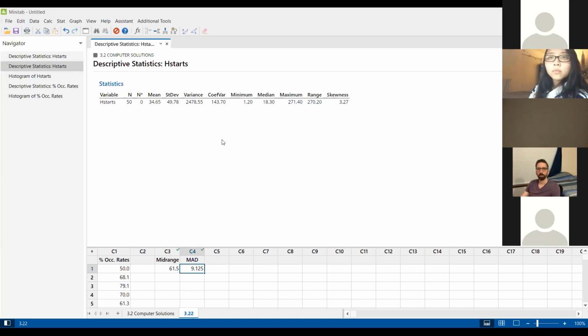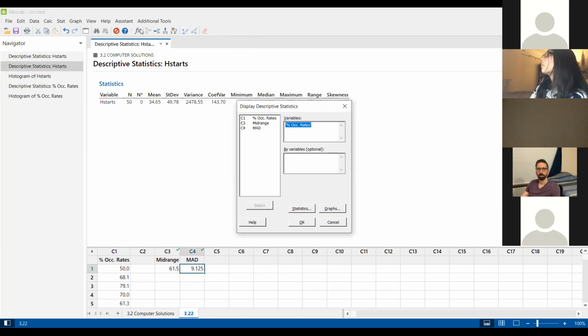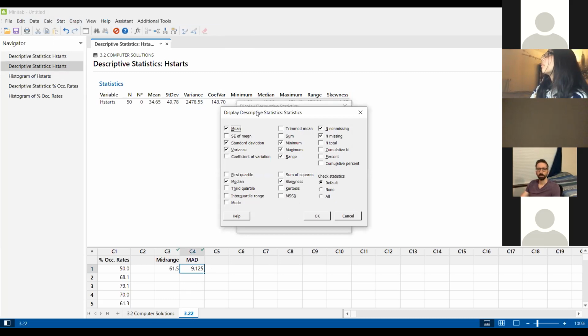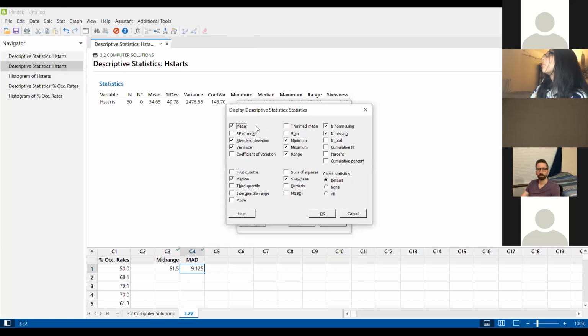And what did I do here? I did my basic statistics and displayed, right? Again, occupancy rates, and then I picked everything I felt like I wanted. So what did I pick here? I picked the mean, standard deviation, the variance. I did pick the coefficient of variation, so I did have that checked. The minimum, the median, the maximum, the range, and also I put skewness in there, just for the fun of it.